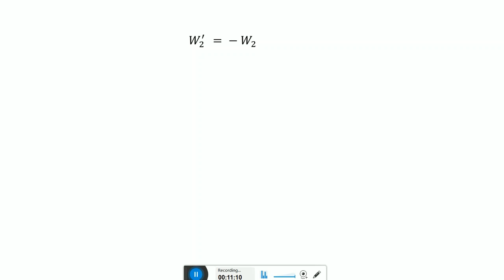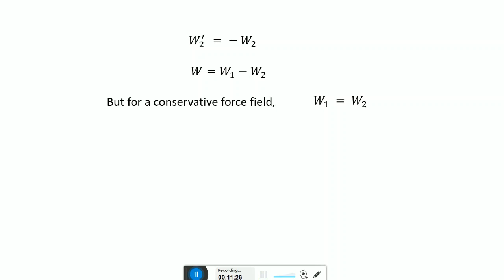So W2 dash is equal to minus W2. Hence total work done W is equal to W1 minus W2. Putting value of W1 and W2 here. For conservative force field, W1 is equal to W2.